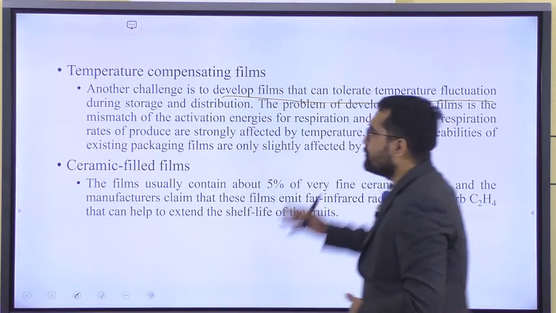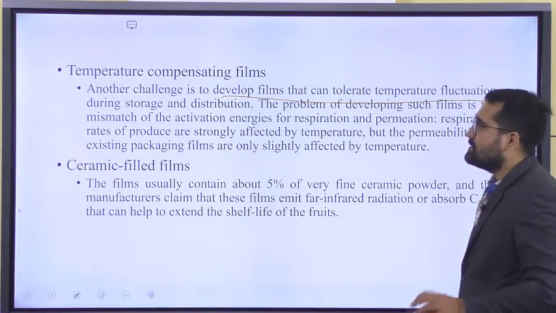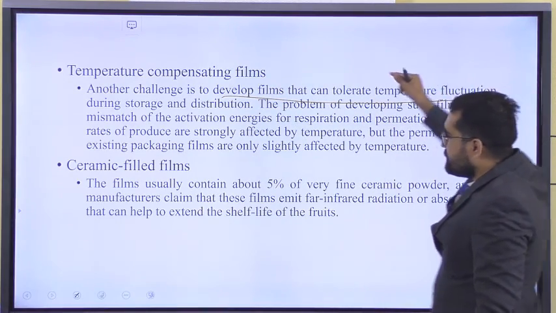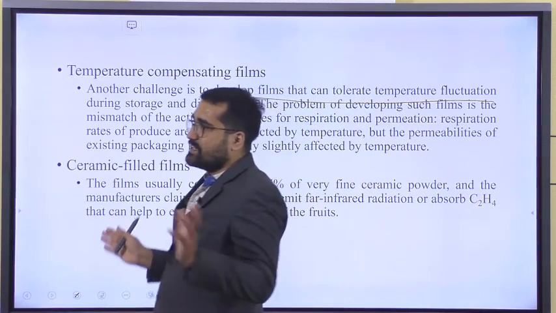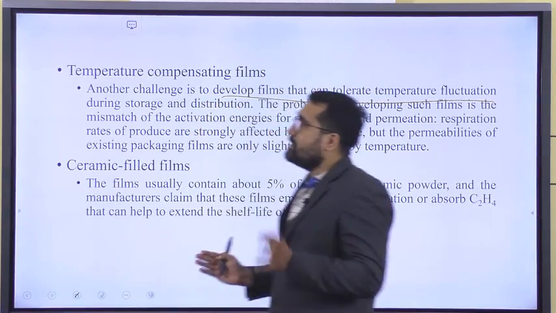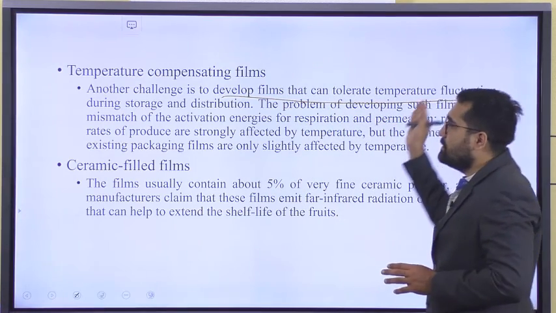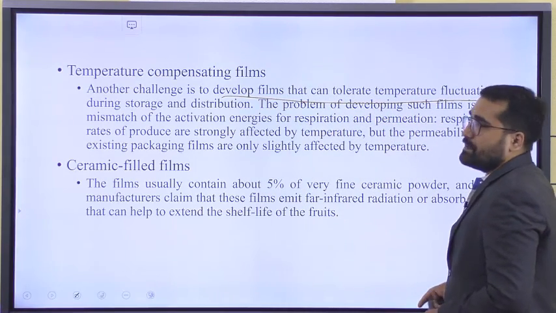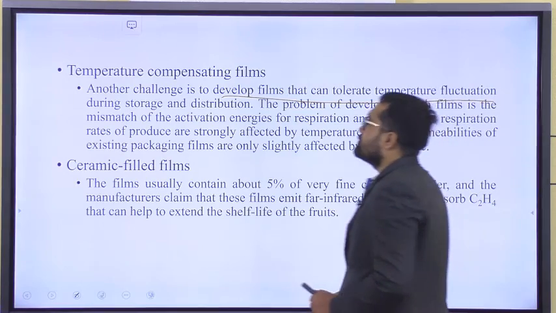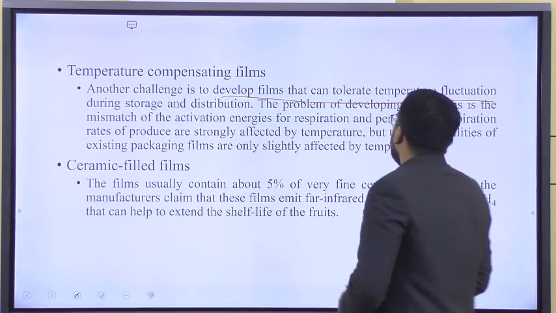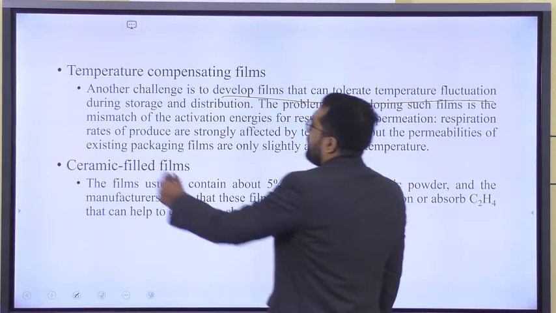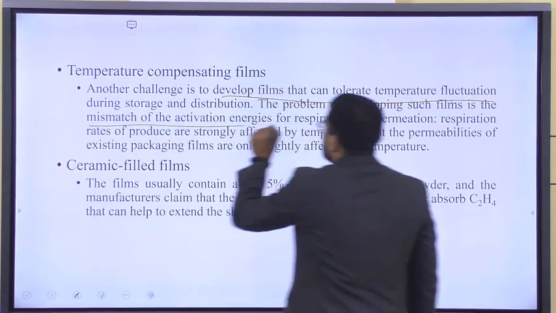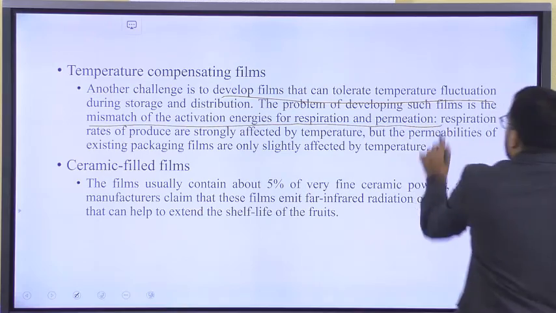So for that we have to provide some cushion to the material, a cushion for temperature, so that a temperature increase or sudden decrease can be overcome with that type of permeable membrane during storage and distribution. The problem of developing such films is the mismatch of activation energies for respiration and permeation.